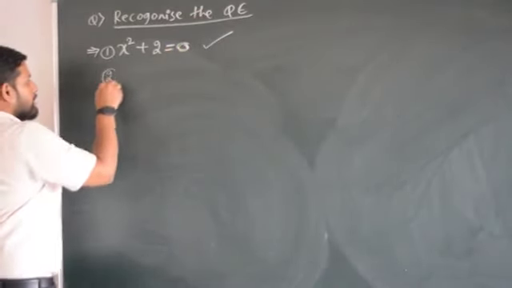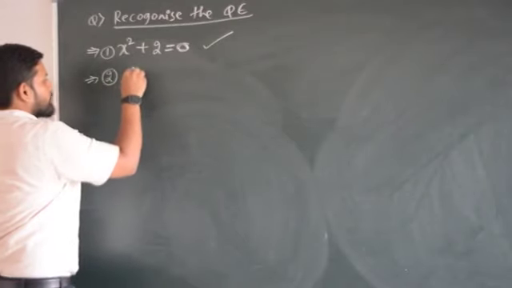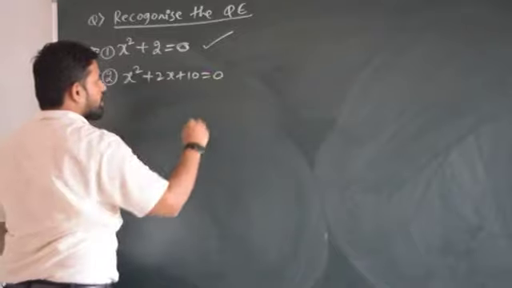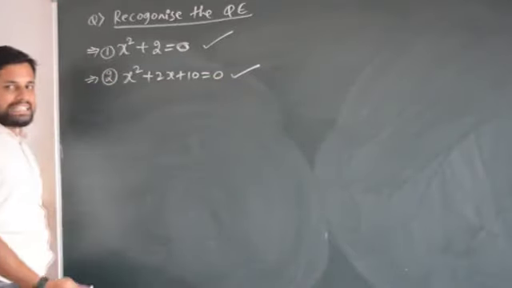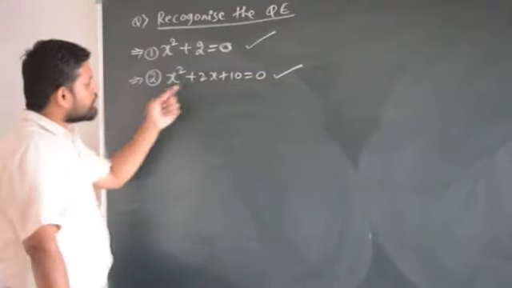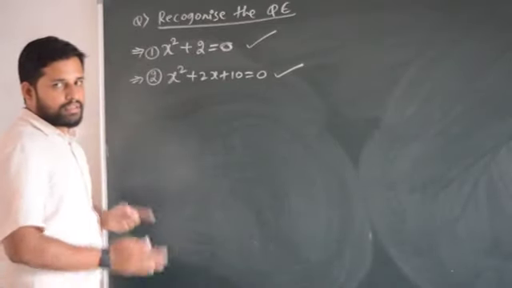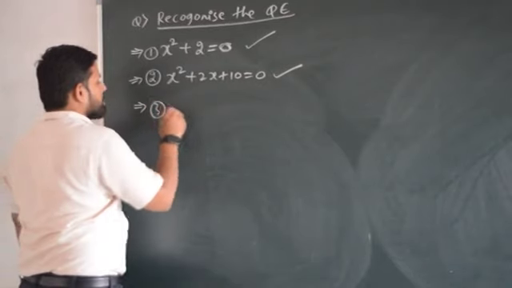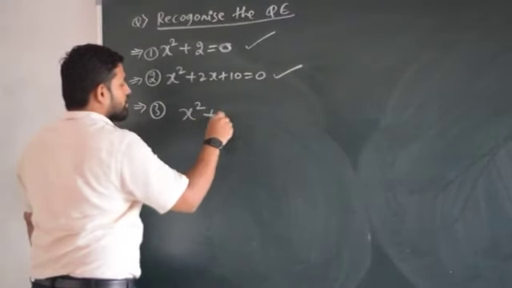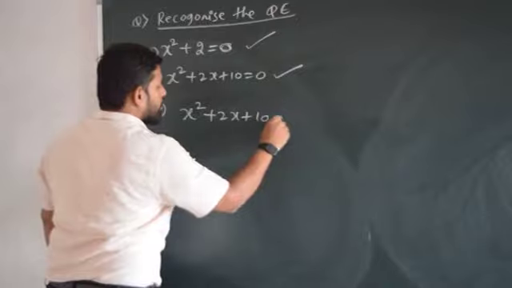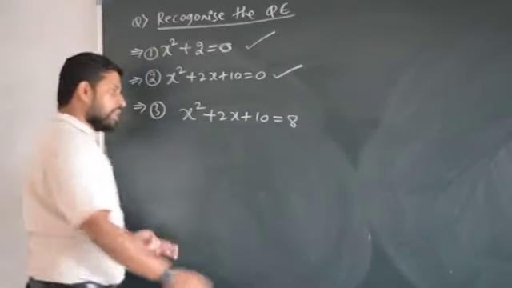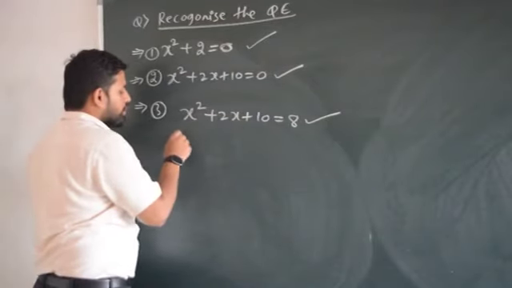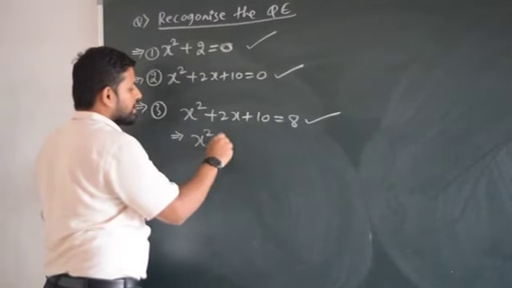Now second one, if I write x square plus 2x plus 10 is equal to 0, is it a quadratic equation? Yes. Why? Because degree is 2 and the equal sign is there. Now the third one, x square plus 2x plus 10 is equal to 8. Is it a quadratic equation? Then also it is yes. Why? Degree is 2, equal sign is there. Of course, afterwards you can do some little bit crazy things with this.